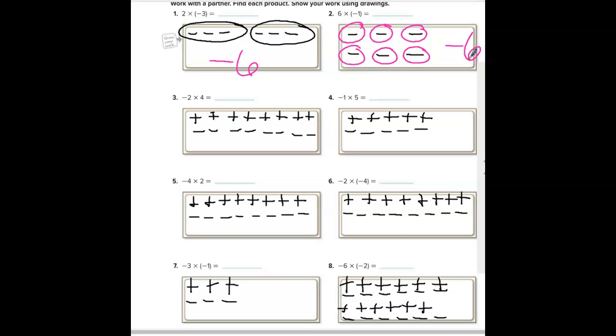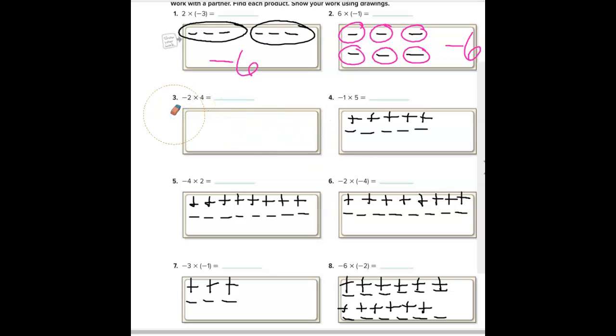Okay, on this one, I need to take away 2 groups of 4. You start off with nothing to take away, right? So I drew in my 0 pairs. If I take away 2 groups of -4, there's 1 group of -4. There's 2 groups of -4, and I'm taking them away. So I'm left with +8. Because I need to take away 2 groups of, oh, sorry, I did that one wrong. Thank you, Brock.